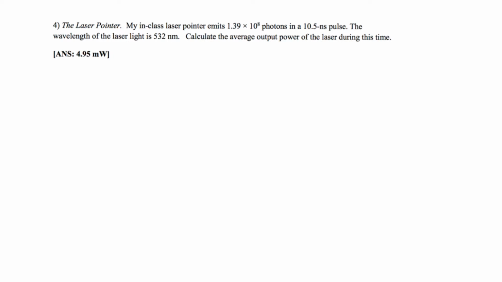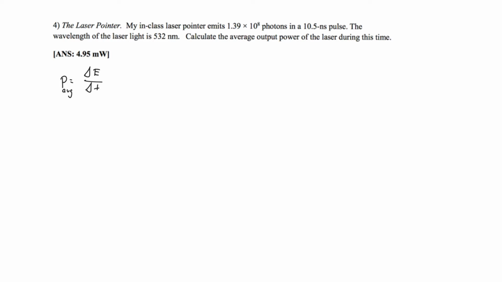Okay, number 4. Number 4 is about the laser pointer in class, much like the fake one you see on your screen. So the in-class laser pointer emits some number of photons in some time interval. We're given the wavelength of the light, and we want to calculate the average power, right? So just looking ahead, we know that power is energy delivered over some time interval, if we want to calculate the average power. And so we need to calculate the energy that this amount of photons delivers in this time.